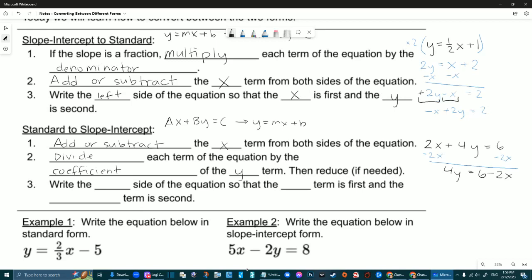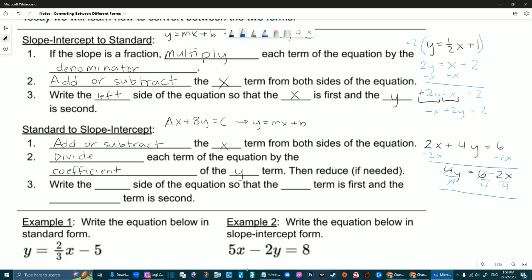You'll notice there's a note, then reduce if needed. You should simplify after that division step. So let's carry that out. We're going to divide everything in our equation, both sides of the equation, by 4. So when we do that, that 4 and that 4 will cancel on that side. On the other side, we're going to get some reduction. I can simplify those fractions, but they're not going to cancel.